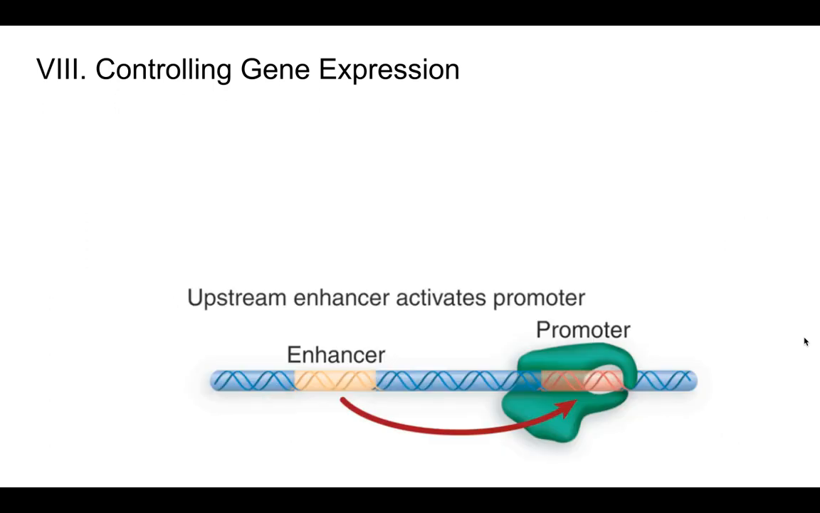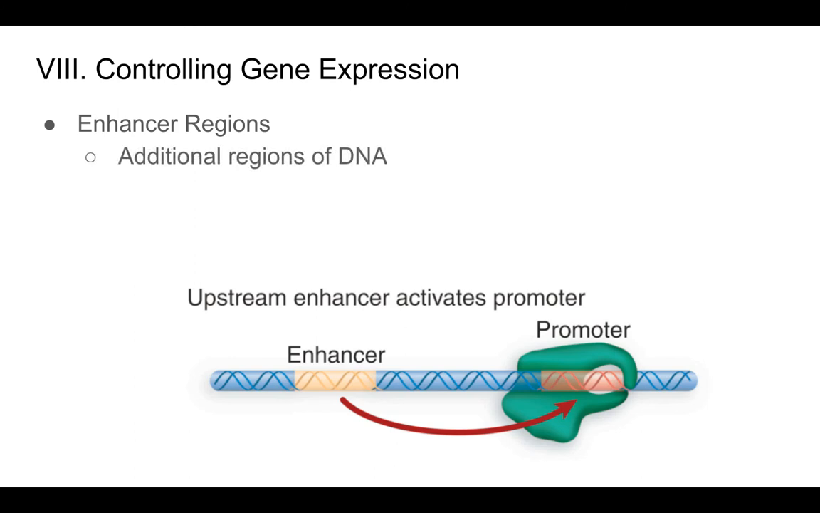The last type of pre-transcriptional control of making a protein is an enhancer region. And so we've actually seen enhancer regions when we drew out the basic structure or anatomy of a gene. Enhancer regions are additional regions of DNA that are typically located what is called upstream from the gene that needs to be coded. And so upstream just means in front of. These are the regions of DNA that sit in front of the promoter.